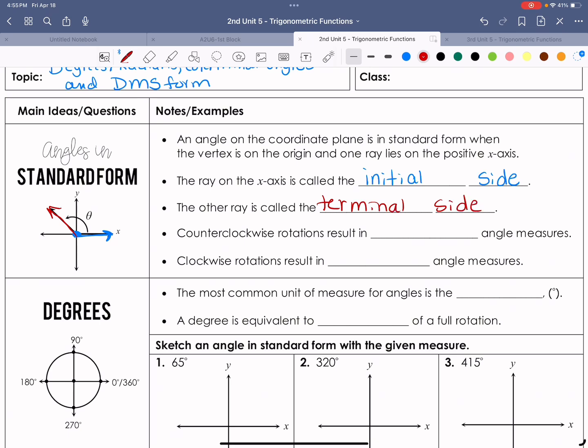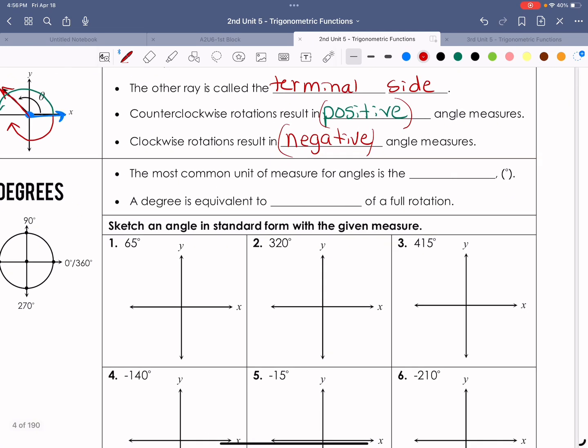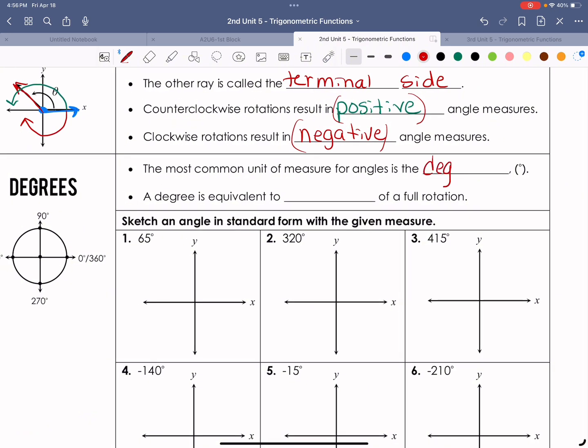A counterclockwise rotation results in positive angle measures. So remember, counterclockwise, it's going to start here at your x-axis and go that direction. That's positive. And if it starts at the x-axis and goes in a clockwise way, this direction, that's going to result in a negative angle measure. So whether your angle is positive or negative tells you if you need to go to the left or down to the right.